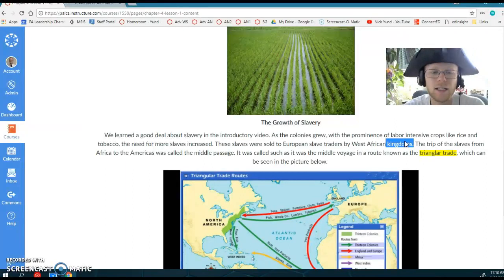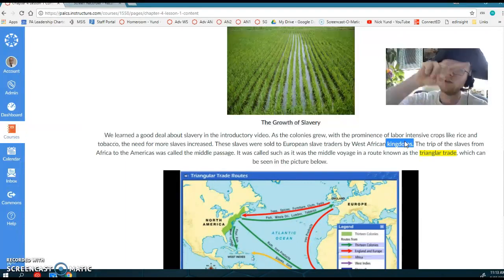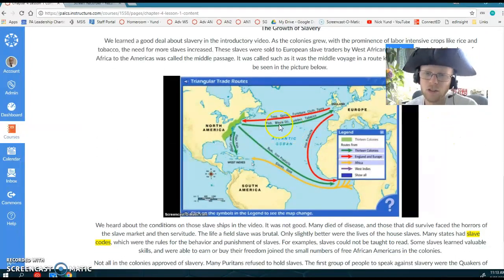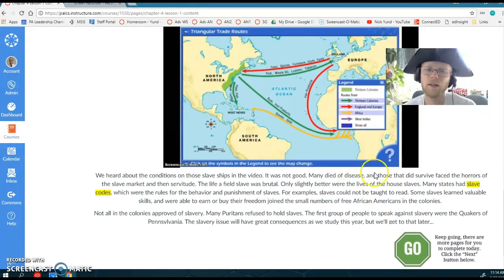Now, the trip of the slaves from Africa to the Americas was called the Middle Passage. It was called such because it was the middle voyage in a route known as the triangular trade, which can be pictured here. So goods were moving here and there. You see, it looks like a triangle, and that Middle Passage is what brought the slaves into North America. Now, we heard about the conditions on those slave ships in the video. It was not good. Many died of disease, and those that did survive had to face the horrors of the slave market and then servitude.